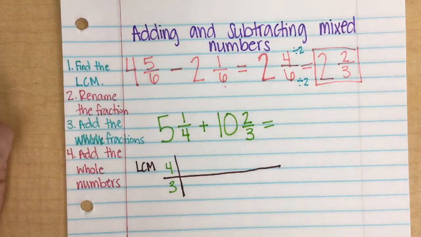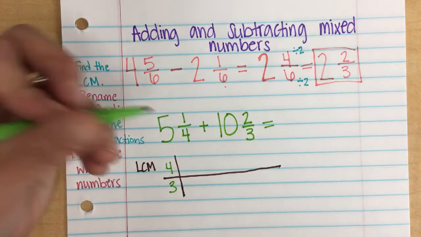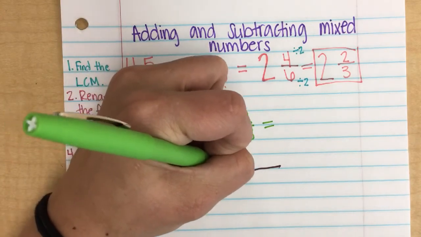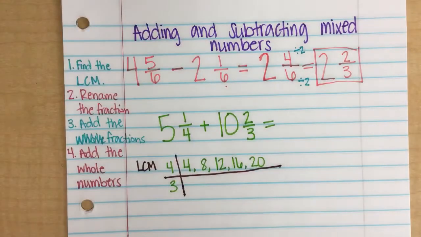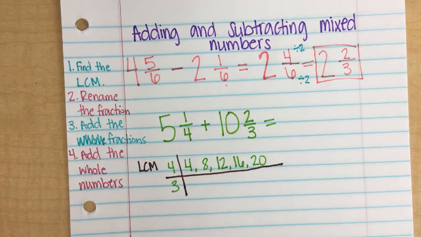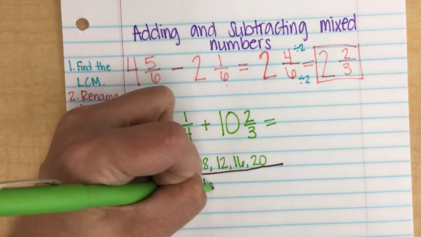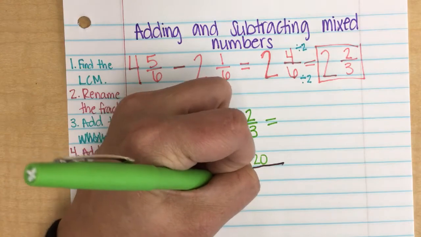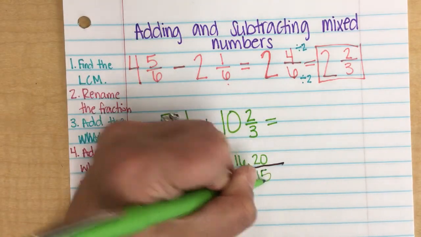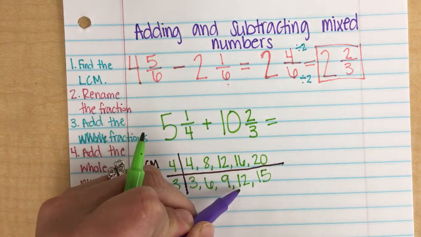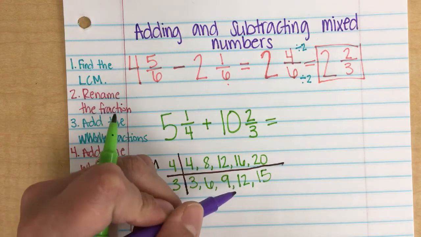So I'm going to list my multiples of 4. I'm just skip counting by 4. So 4, 8, 12, 16, 20. I just have to list 5. If I need more, I can always do more. But for right now, I just want 5. I'm going to skip count by 3. 3, 6, 9, 12, 15. Okay, looking at this list, I can see that the least common multiple, the multiple that they have in common that is the lowest number, is going to be my 12.